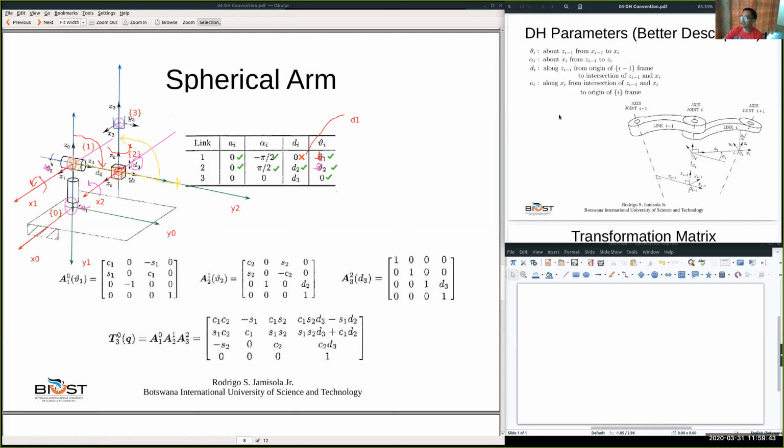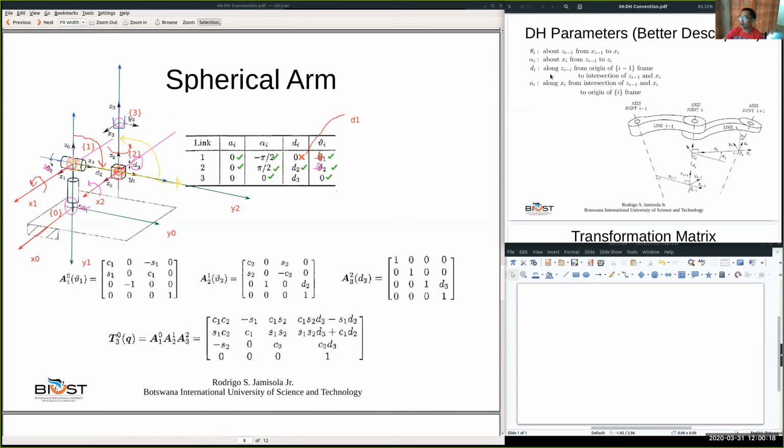Next, alpha 3, about X3. Where is X3? That's X3. About X3, from Z2 to Z3. Again, Z2 and Z3 are coincident, so there's no rotation about X3. Because alpha 3 is a constant, not a variable, it remains 0. Okay, that's 0. Next, D3.